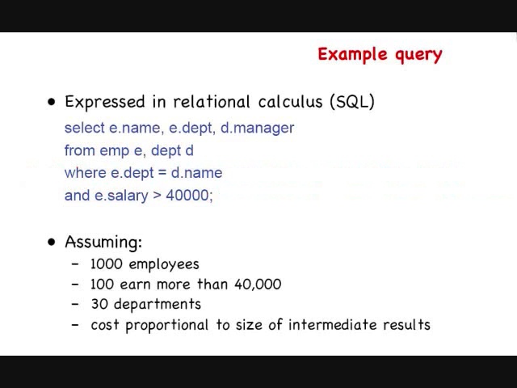So, an example. All right, so fairly familiar. Select employee name, employee department, department manager from employees and departments where the employee department and the department name are the same and the employee salary is under 40,000. So if we've got 1,000 employees, 100 of whom are earning more than 40,000, and 30 departments, we will assume that our cost is proportional to the size of intermediate results.